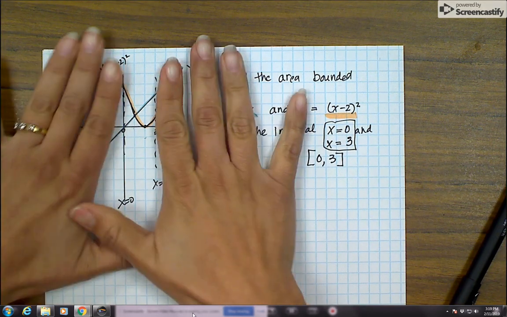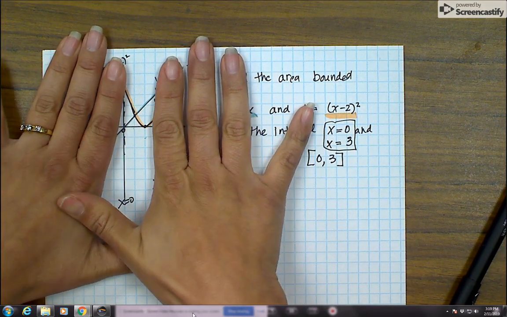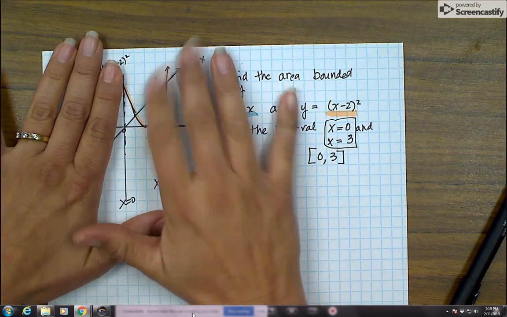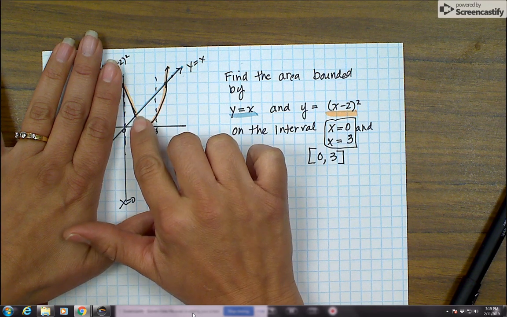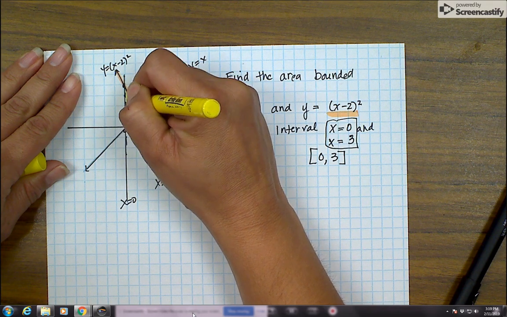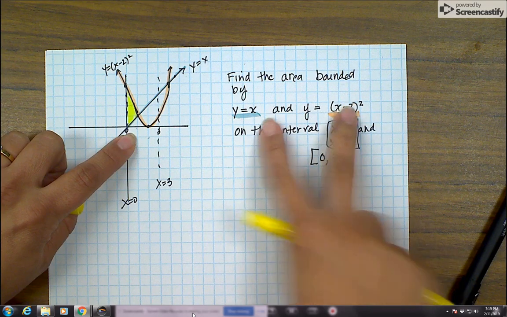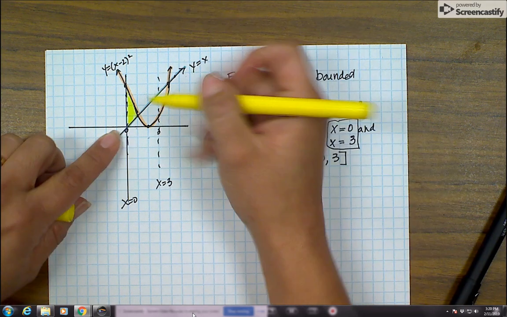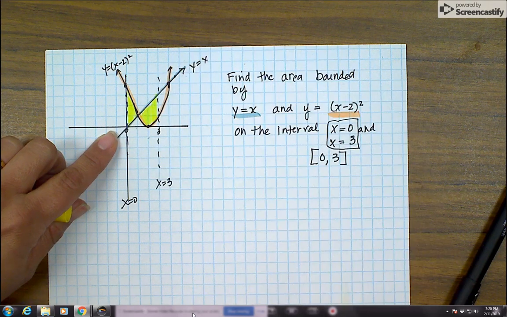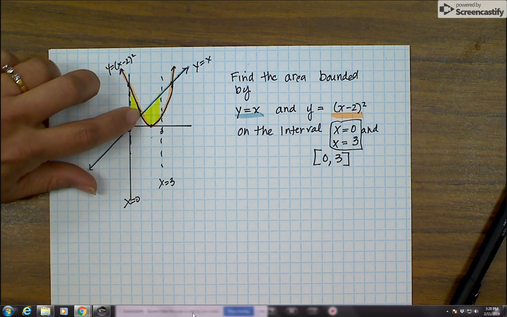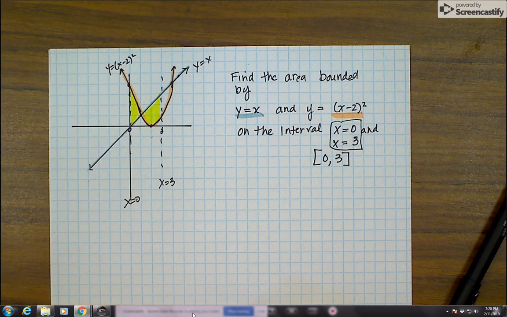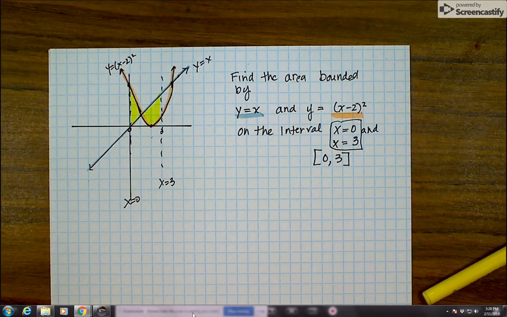When you look at that, you'll see that it's broken up into multiple regions. Okay? Now, the two curves intersect at this point. So one region is this. It's bounded by these two and actually x equal to 0. And the other region is this right here, from this point on to x equal to 3. So we have two regions that we need to find the area of.